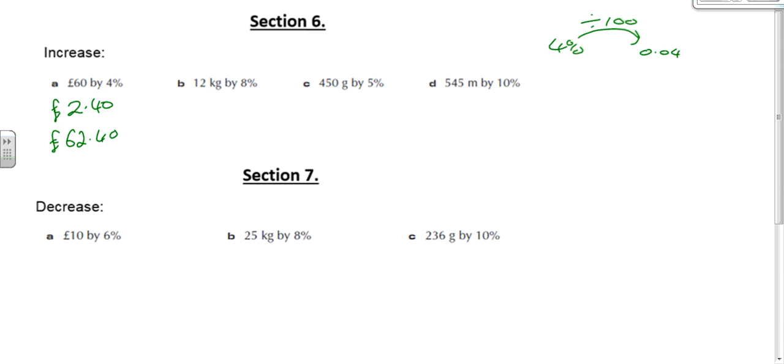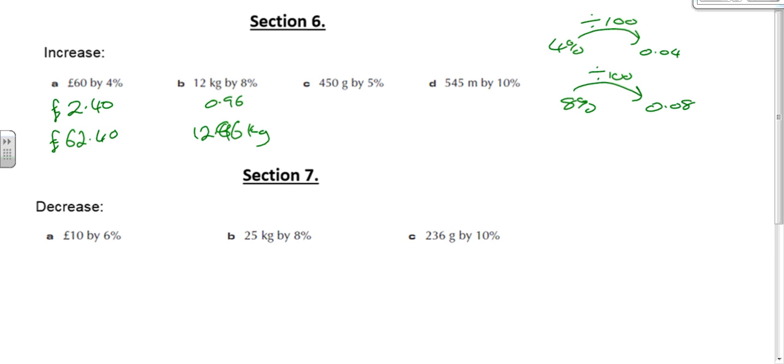Then if we do the same again for B, so 8%. If we divide by 100, it's going to be 0.08. So 0.08 times by 12 gives us 0.96. We need to add that on. It's going to be 12.996 kilograms.